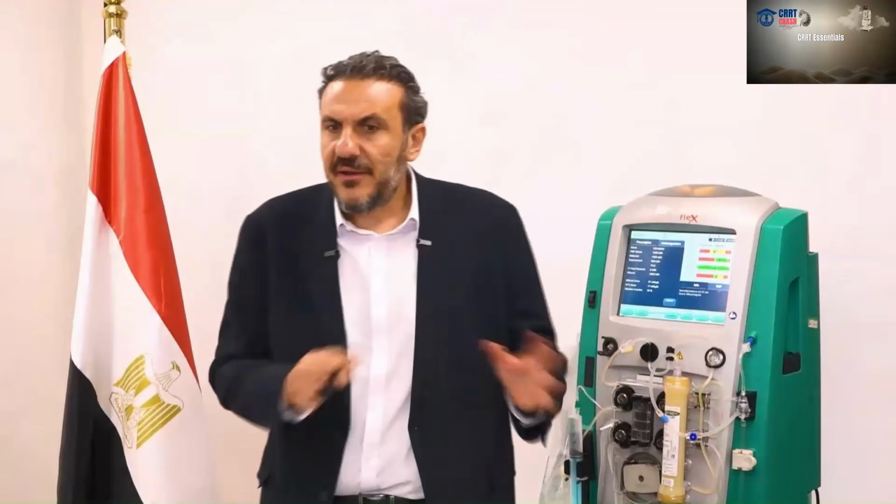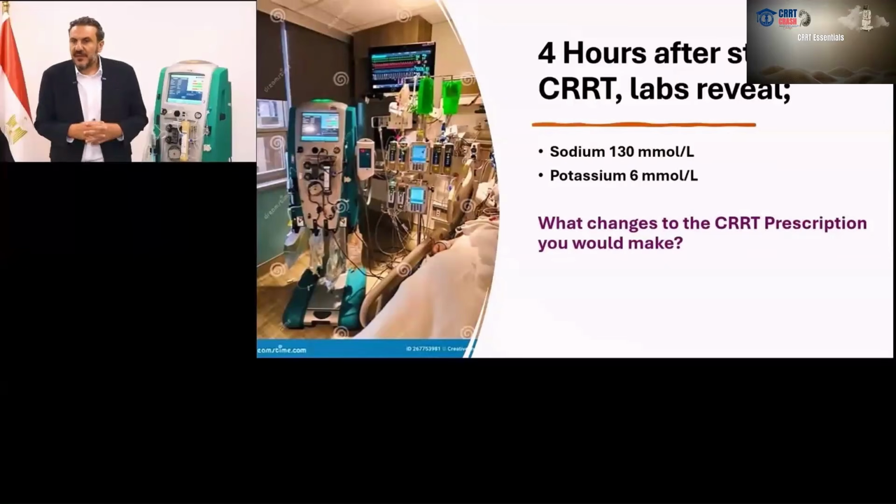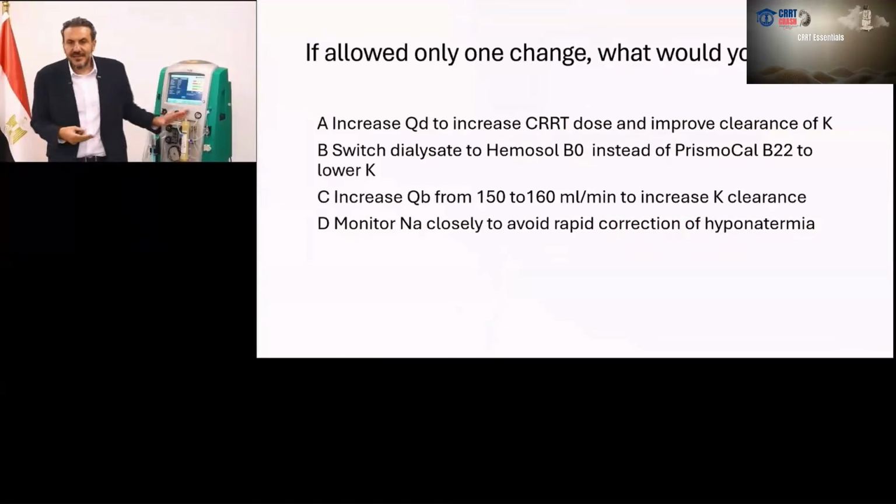CRRT is running fine. 4 hours after starting the CRRT, labs reveal the sodium is 130, potassium is 6. Remember, sodium was 125, potassium was 6.5. What changes to the CRRT prescription would you make? A, increase the dialysate to increase the CRRT dose and improve the potassium clearance.